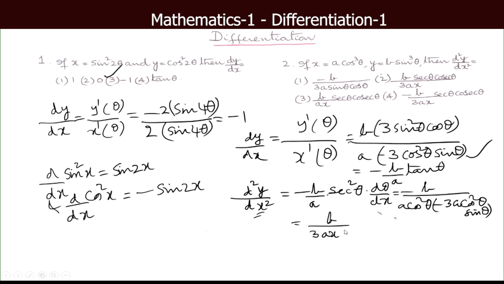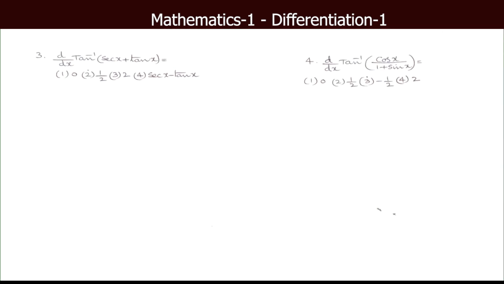So, b by 3x. So, therefore, what remains here? One more cos theta, because cos square theta into cos cube theta is cos theta power 4. So, a cos cube theta is replaced by x, with one more cos theta and one more sin theta, 1 by cos theta sin theta, which is secant theta cosecant theta. So, that is the second derivative, b by 3ax secant theta cosecant theta, which is option 2.